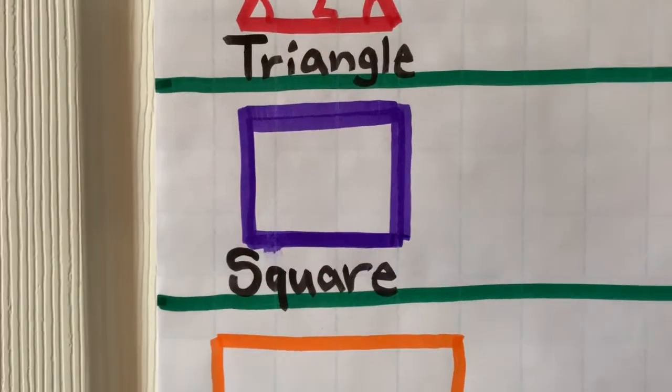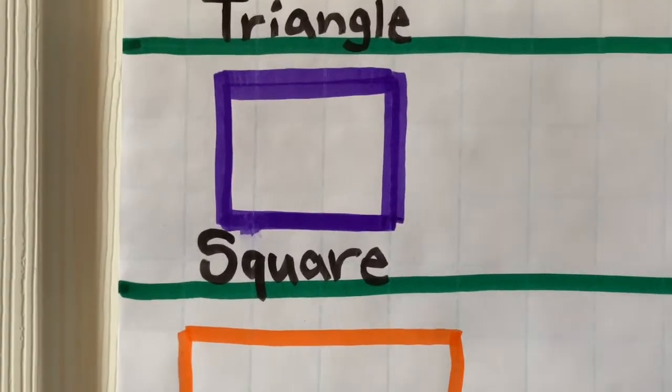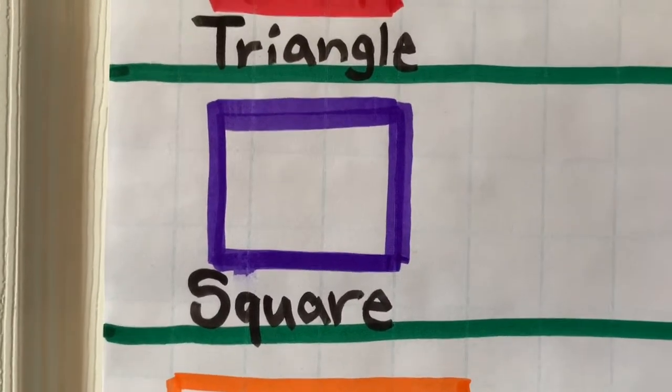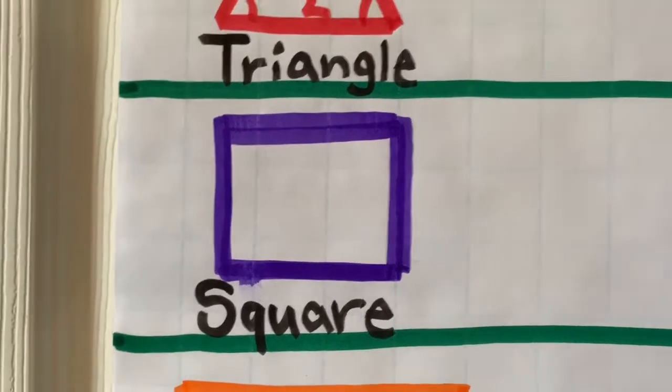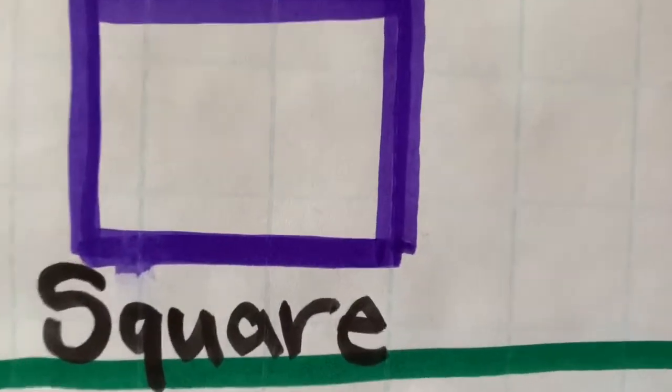Our next shape is the square. Squares are pretty hard to draw too because they have all equal sides. They have equal sides that are all the same length. So I tried my best. So here is our square.